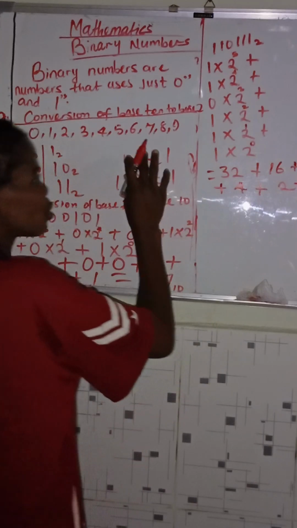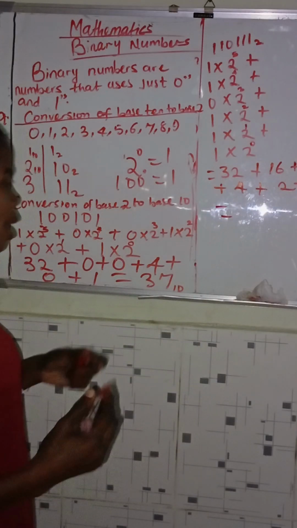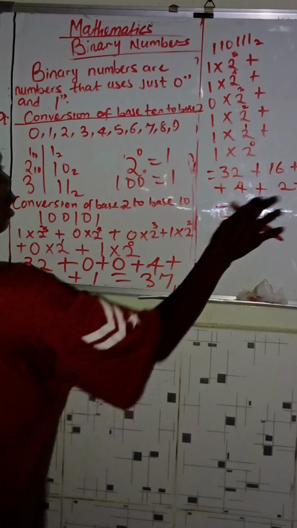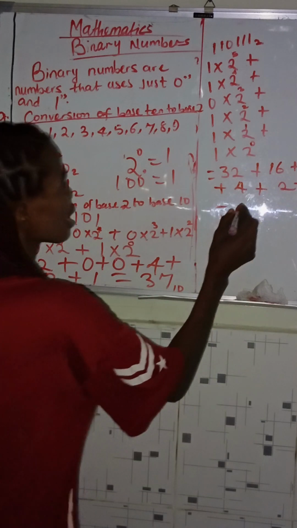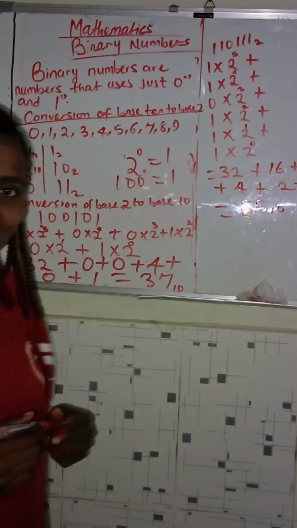2 raised to the power of 0. Anything raised to the power of 0 gives you 1. 1 equals to 32 plus 16. That is 48. 48 plus 2, 50. And then everything we have here is what? 55 base 10. Do you understand?